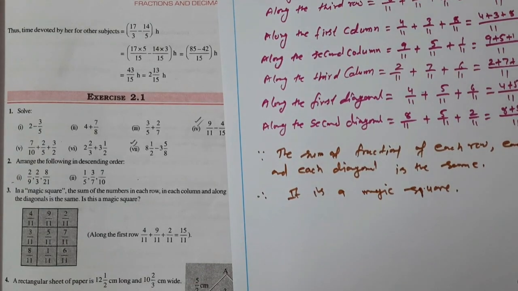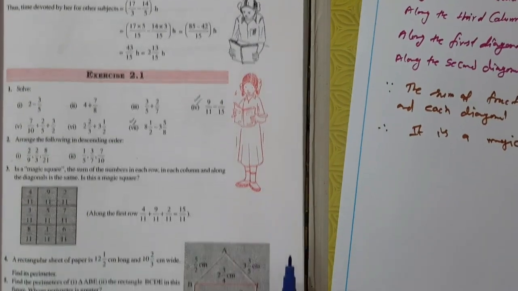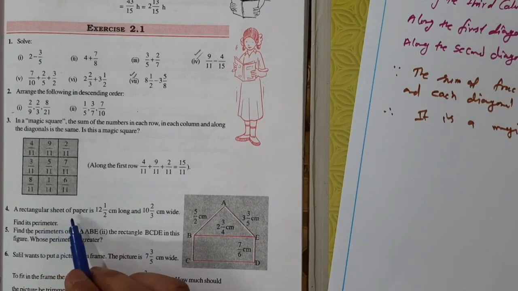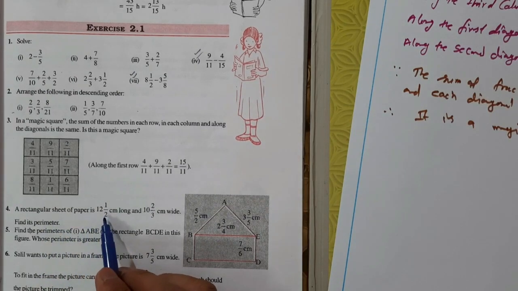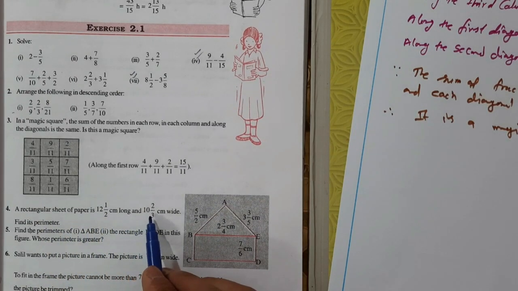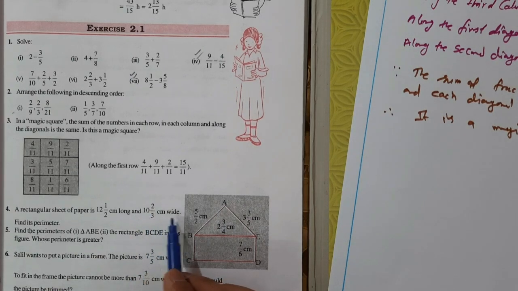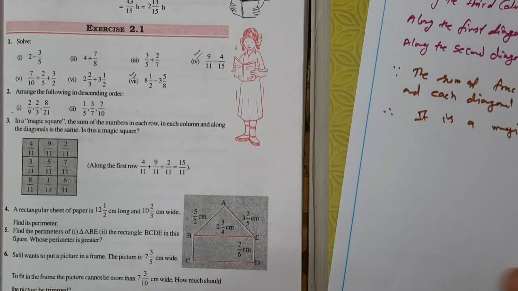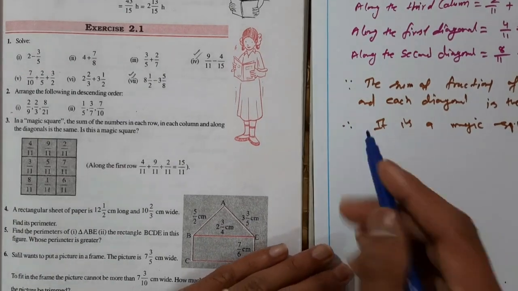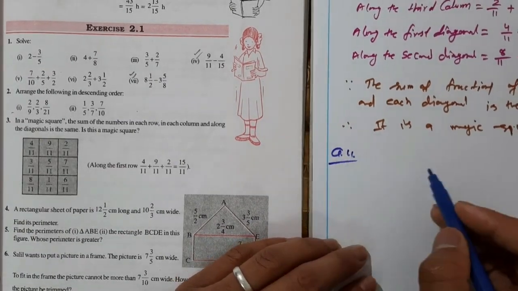Okay, now come to question number 4. The question number 4 is: a rectangular sheet of paper is 12 and 1 upon 2 cm long and 10 and 2 upon 3 cm wide. Find its perimeter.